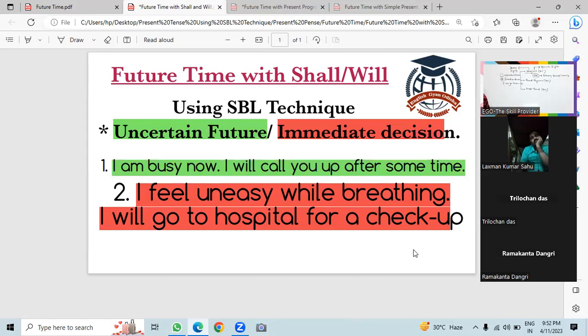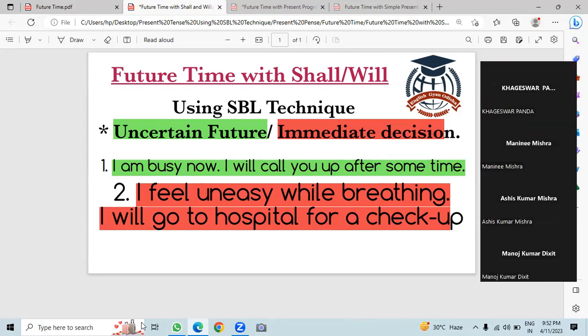So you understand, for uncertain future I have used shall and will, and for immediate decision I have also used shall and will. Now this is clear to everybody? Yes or no? Clear? Yes, sir. Okay, great. So what exactly do you understand? For uncertain future, you are supposed to use shall and will. Right now, let me come to the second thing.